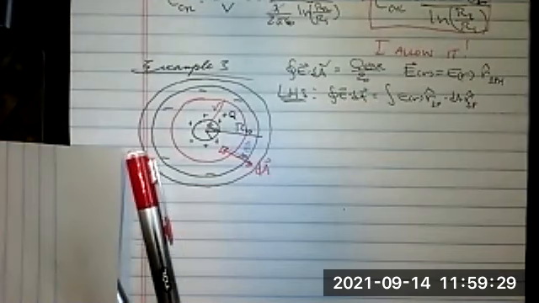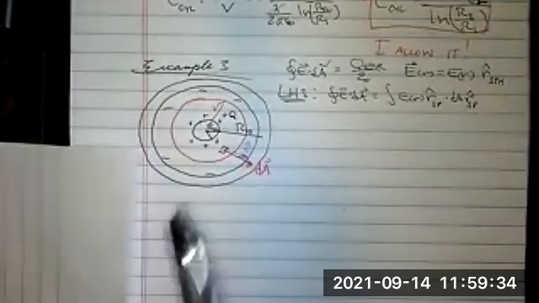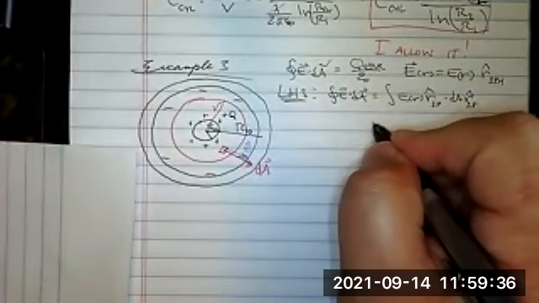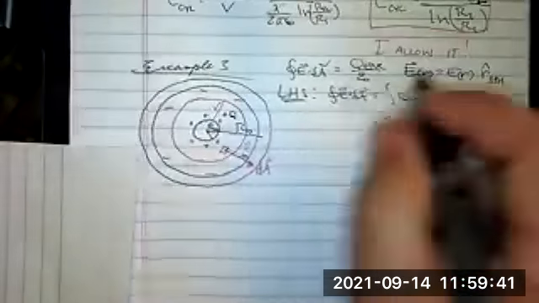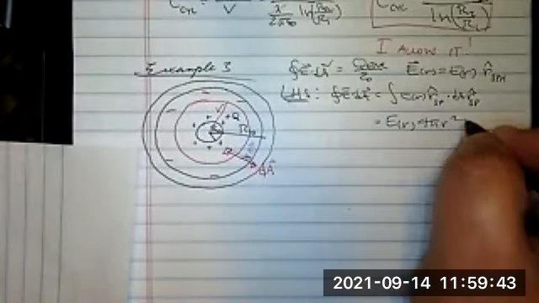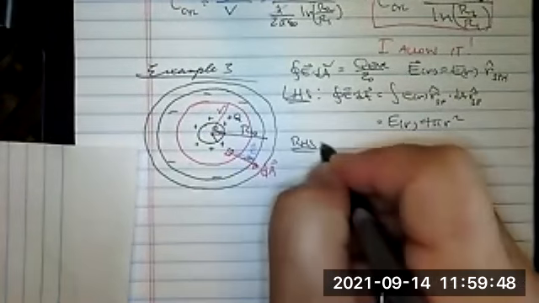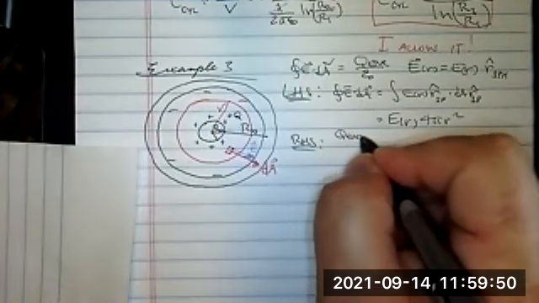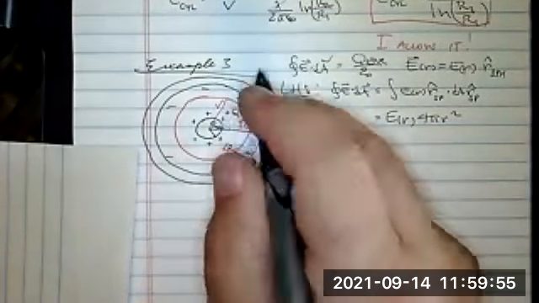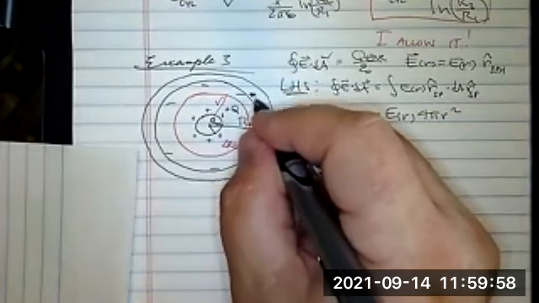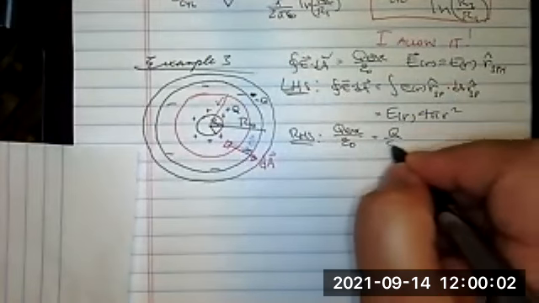So the E dot dA is just going to become E times A, basically, as it always does in the problems we can solve. So we end up getting E of R times the surface area of the sphere, which is 4 pi R squared. Right-hand side, Q enclosed over epsilon naught. That's easy peasy. The inner one has a charge of plus Q. The outer one has a charge of minus Q. All that's enclosed is the plus Q, so that's just going to be Q over epsilon naught.